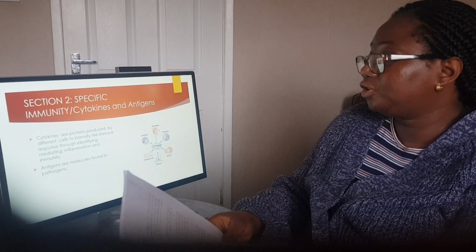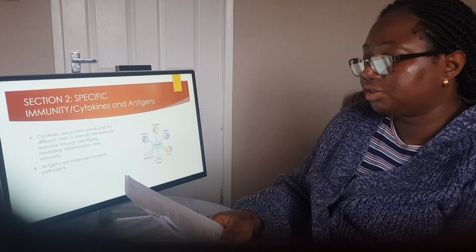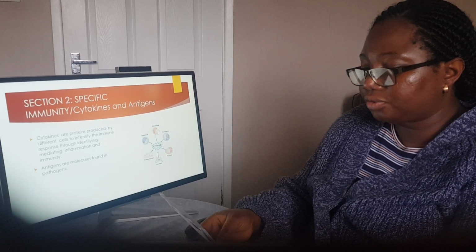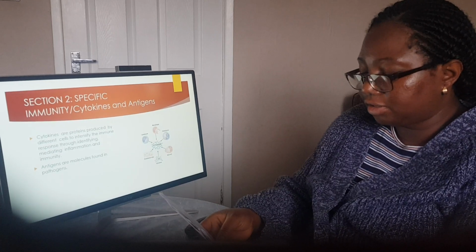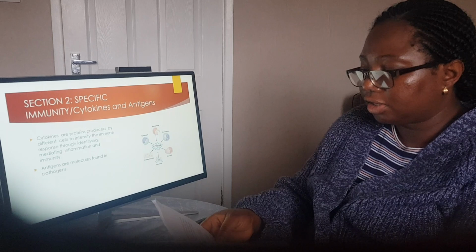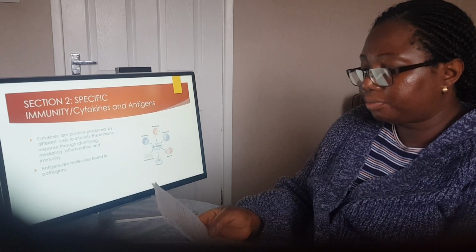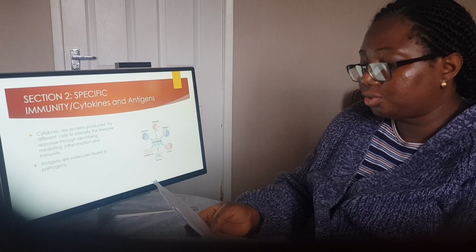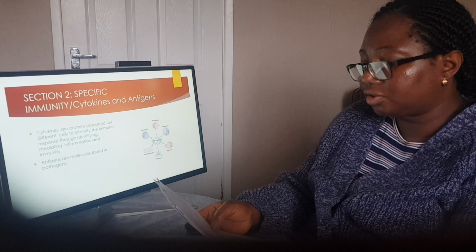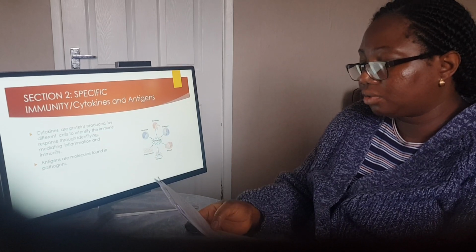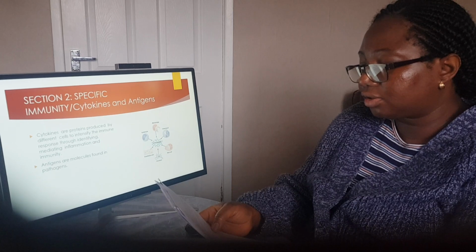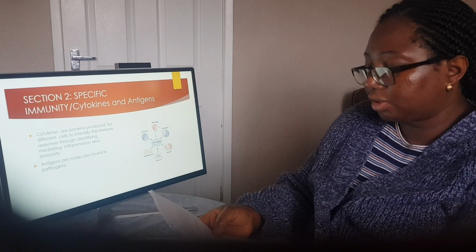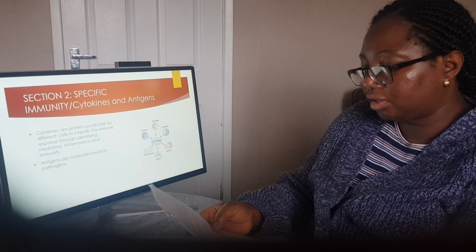Section 2 will look at specific immunity, and we'll be looking at cytokines and antigens. Cytokines are proteins produced by different cells to intensify the immune response through identifying, mediating inflammation and immunity. There are more than 30 complement proteins which activate in the presence of a pathogen. For example, they interact to produce a flow of reactions, thereby attracting phagocytes to remove unwanted particles and produce proteins to attack invading organisms.